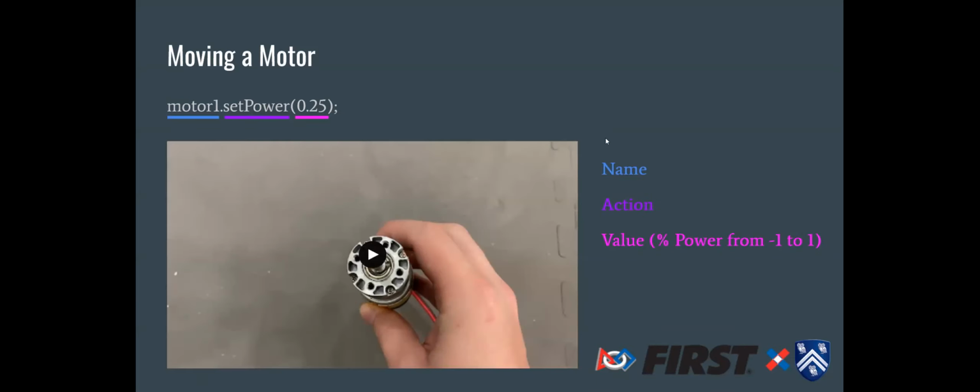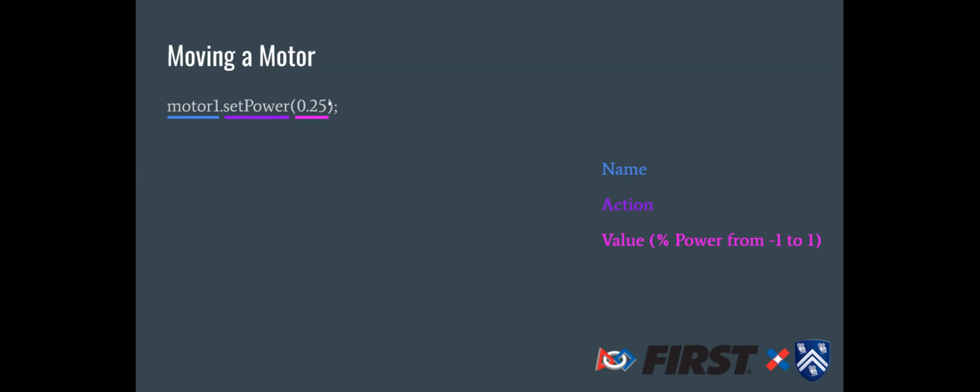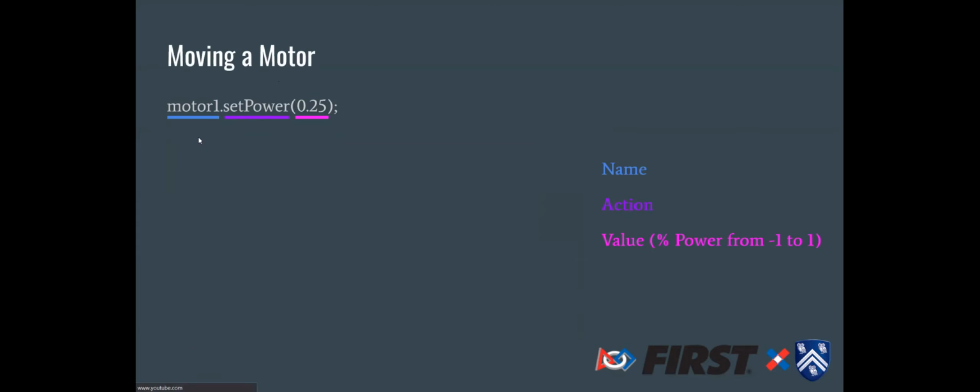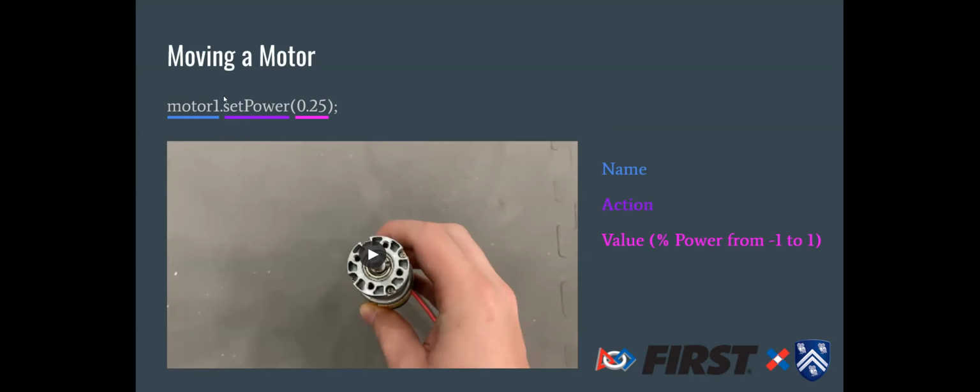So to explain this, motor 1 is the name. For instance, if we were talking about the motors we had from before, we could do left front or right front, and then left front dot set power, which is essentially the action we're taking. And this value here in these parentheses is where you put the power you're providing to the motor, anywhere from 0 to 1.